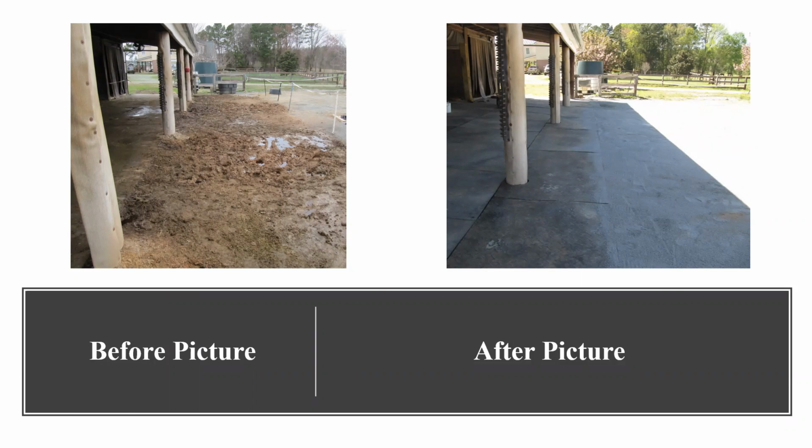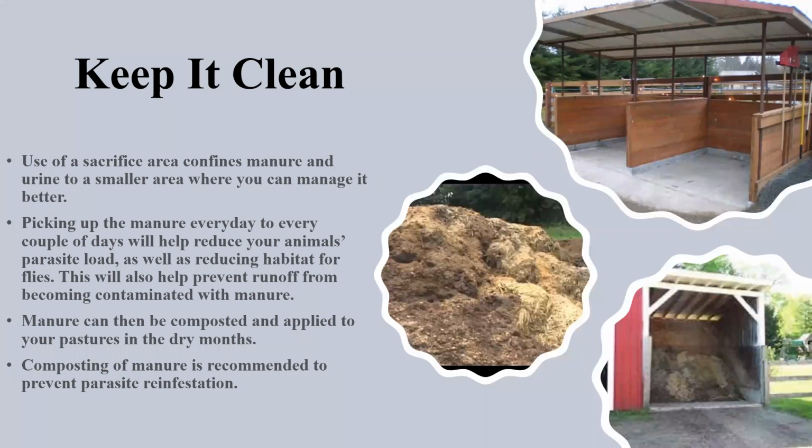Next slide. Keep it clean. Use of a sacrifice area confines manure and urine to a smaller area where you can manage it better. Picking up the manure every day to every couple of days will help reduce your animal's parasite load, as well as reducing habitat for flies. This will also help prevent runoff from becoming contaminated with manure.